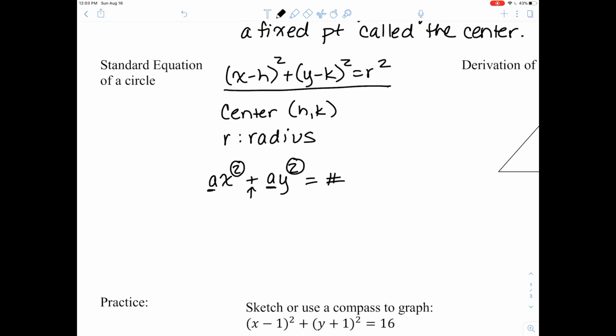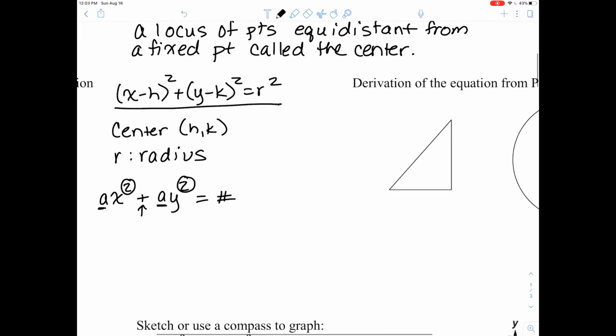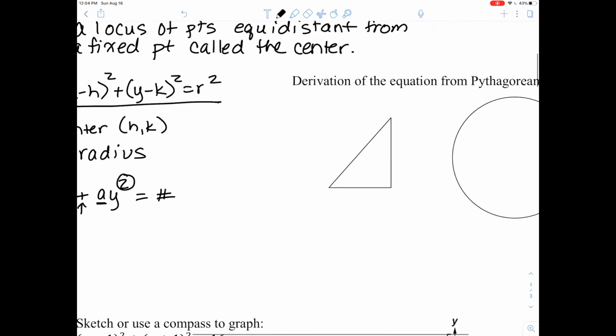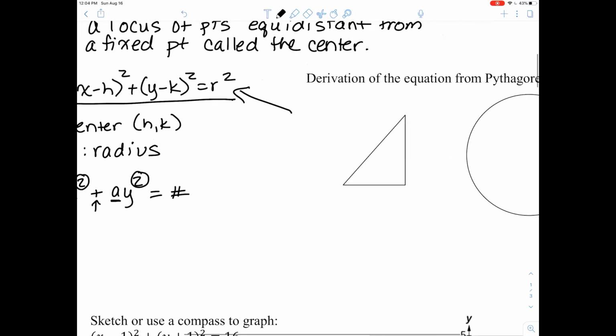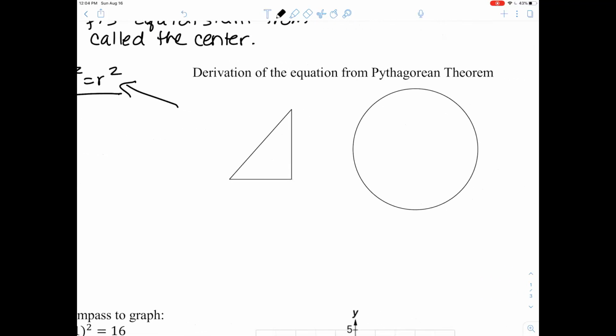Okay, so those are the conditions that create a circle. Let's take a look at where this equation came from. There are certain ways you can look at it. I think the one that's probably most familiar for you is the Pythagorean Theorem.